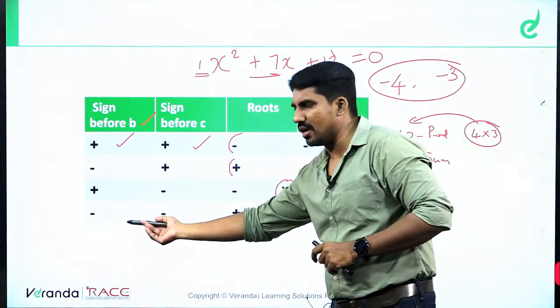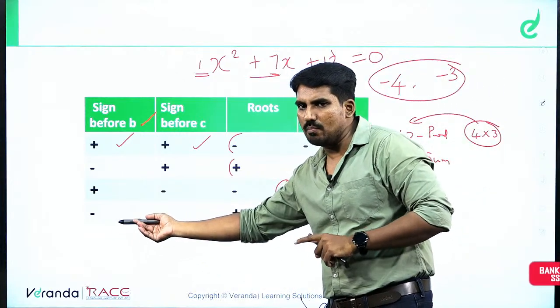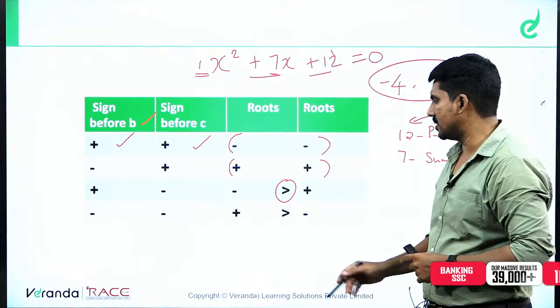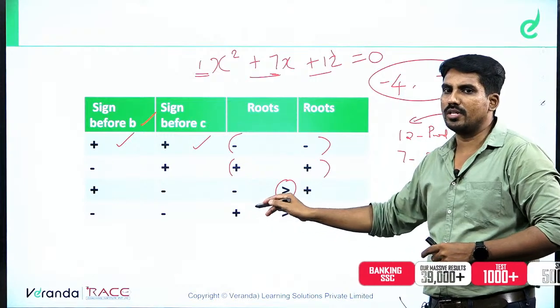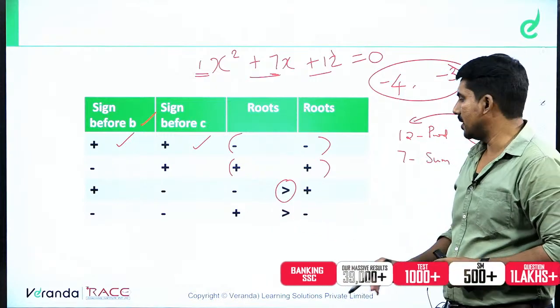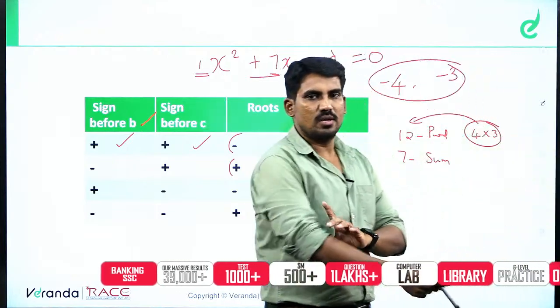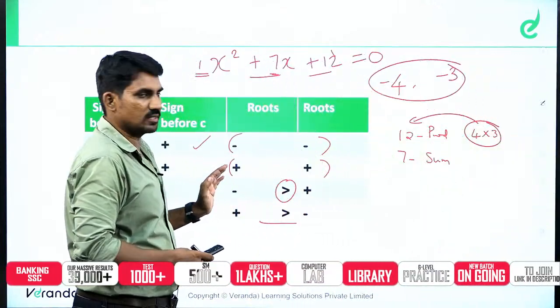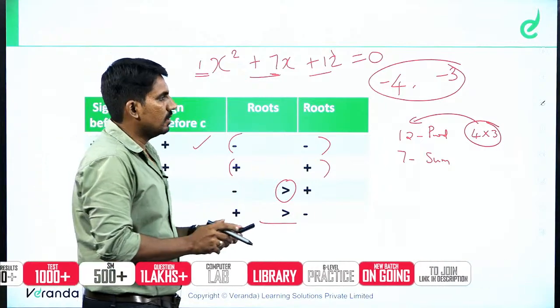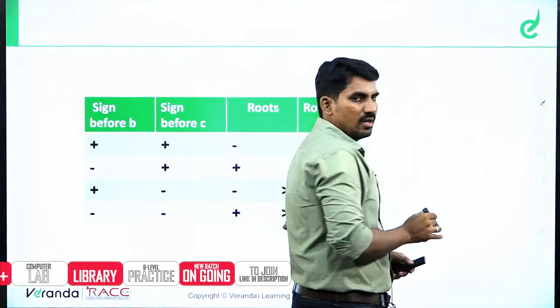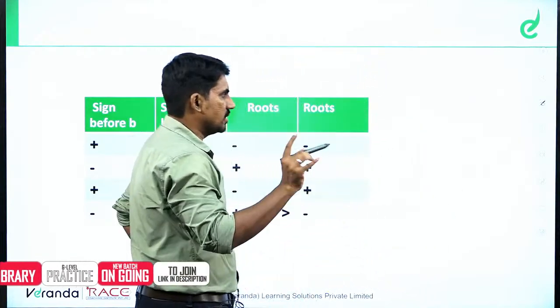Then the last combination, when the sign before b is minus and before c is also minus, one root is plus, one root is minus. Here, the greater value is plus. Greater value is plus. Clear? Right.